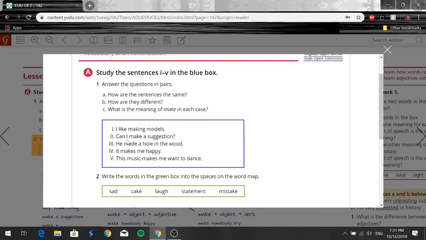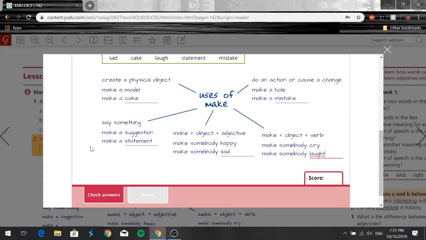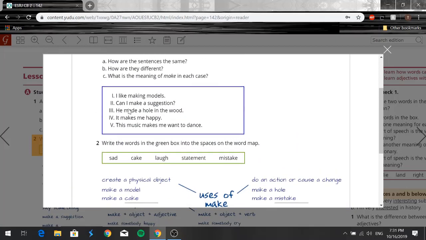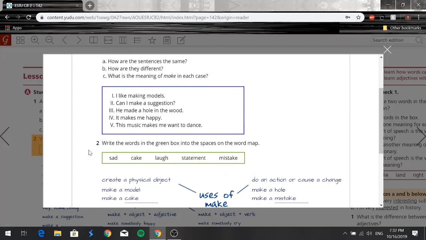Let's go to number 2. Can I make a suggestion? Here, it's the use of saying something, right? So make a suggestion, make a statement, okay? So that is the second use, and that is what it means in the second question. Here, make means to say something, okay?